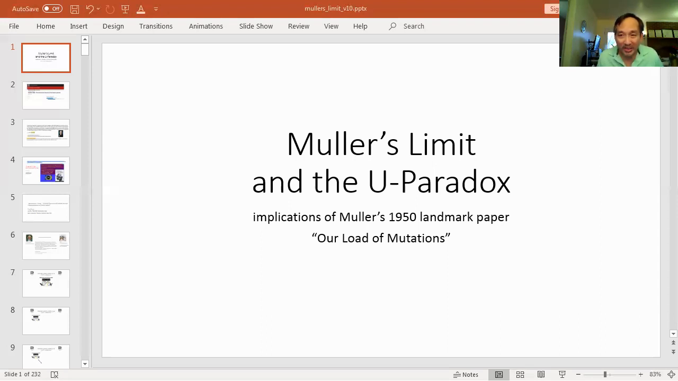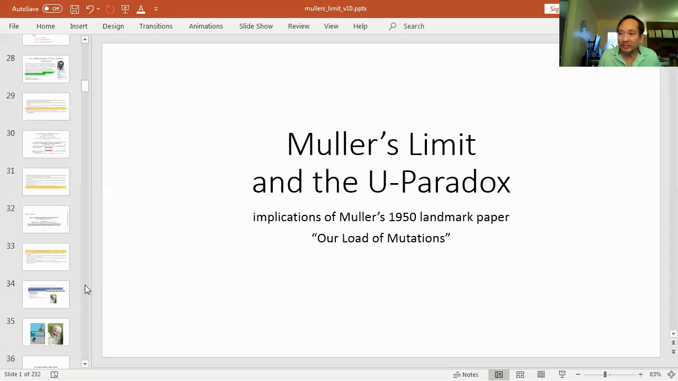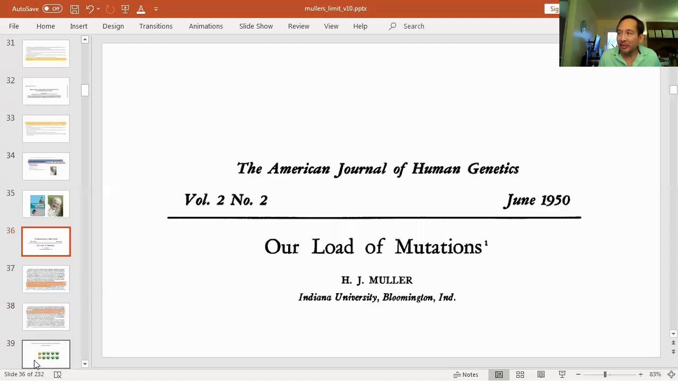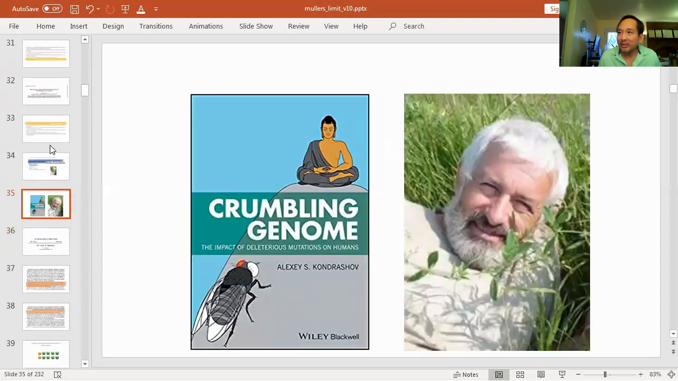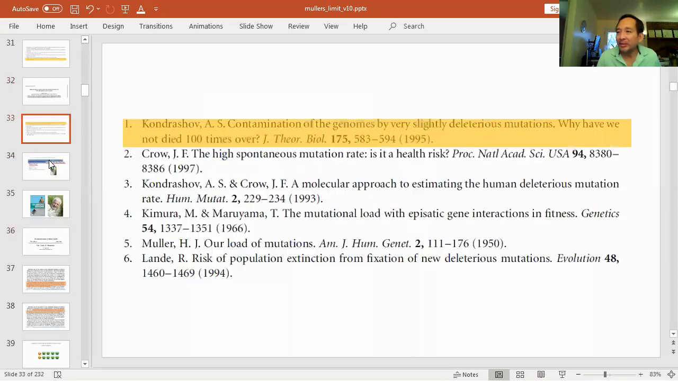No one knows the exact figure, but what we can say is based on Kondrashov. Let me see if I could put up my slide. Oh, I already have my slideshow up. So Kondrashov, in the crumbling genome, Kondrashov said, let me see if I have it. Do I have it, the figure he gave?